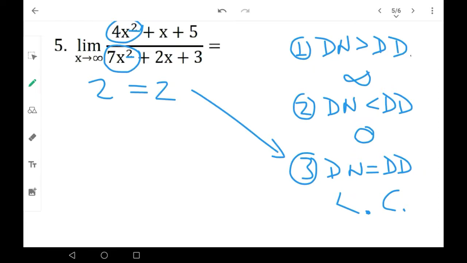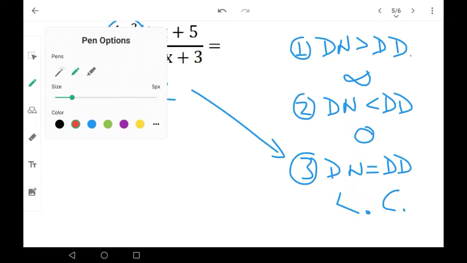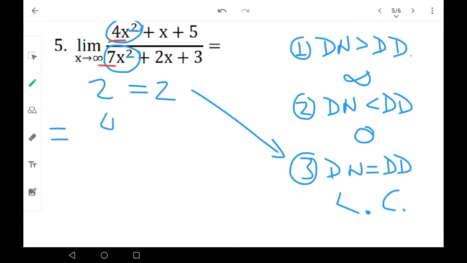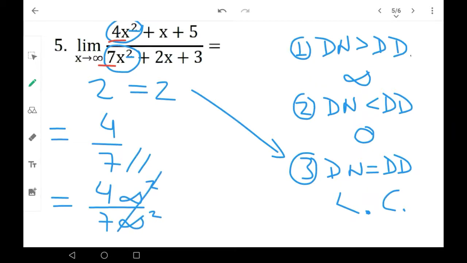What does leading coefficient mean? The leading coefficient is the number next to the x with the greatest power. In this case, the leading coefficients are the 4 and the 7. So my answer should be 4 divided by 7. That's the limit. How can I justify that? By plugging in: I will have infinity squared here and infinity squared here, so I can cancel these two and end up with 4 divided by 7. These are the three properties that you should know for infinite limits.